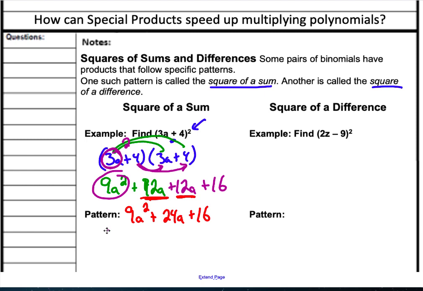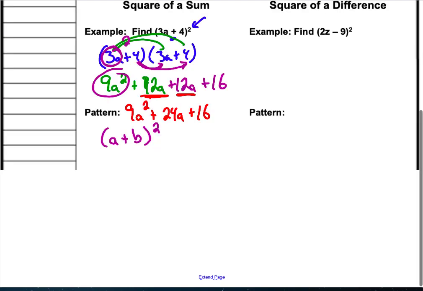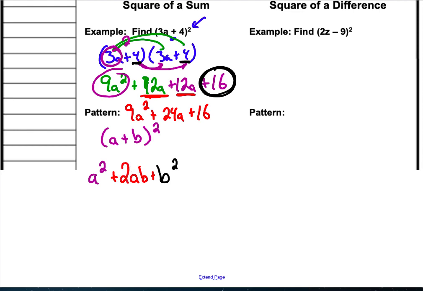So for our pattern, we're going to use the generic a and b. So a plus b squared. The pattern is my first term is going to be a squared. 3a times 3a was 9a squared. My last term in my example was 16. Well, that was just 4 times 4, b squared. And then my middle term was 12a and 12a. So I did a times b, and then I did a times b again. So I did 2 times those middle terms.